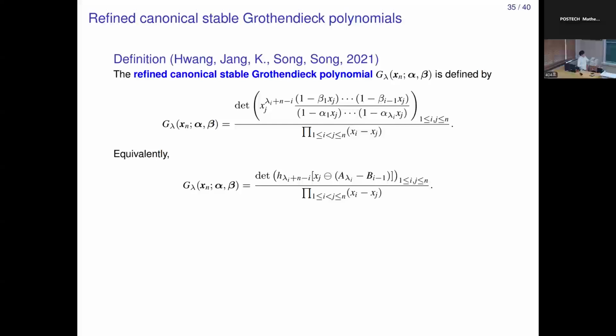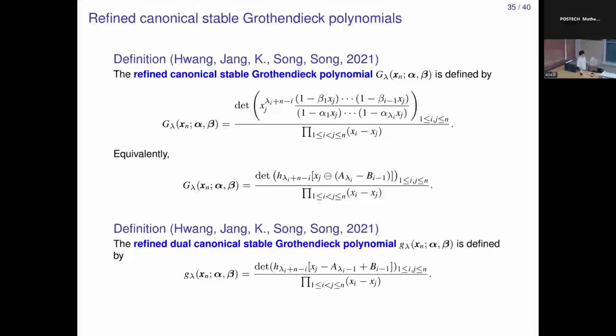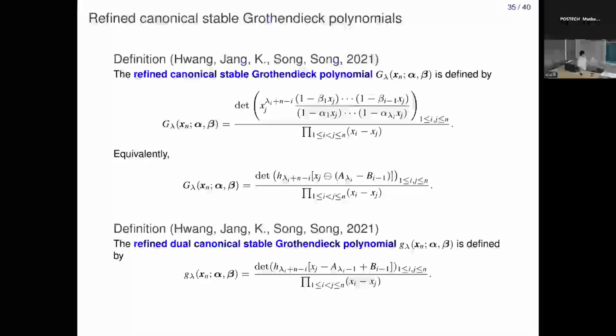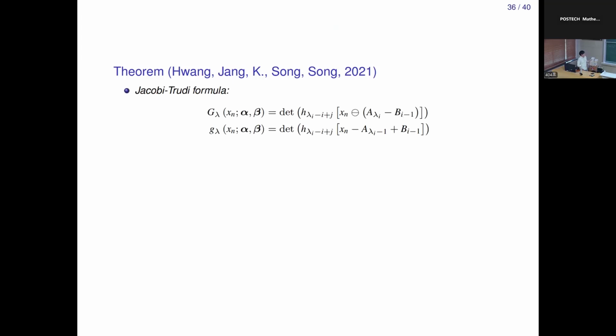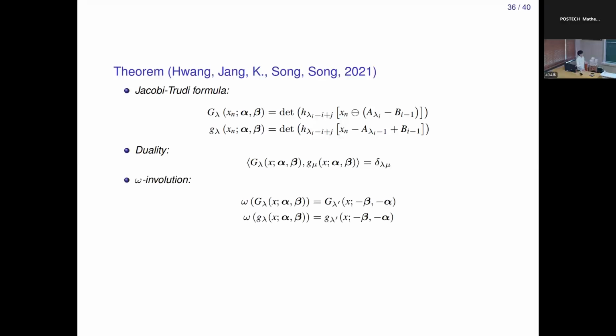I'm not going to tell you the details, but it is possible to rewrite this using what's called a plethystic substitution. We also defined a dual version similarly. And we showed that these growth-ending polynomials have many interesting properties. They generalize many properties of Schur functions in a natural way. We have these Jacobi-Trudi formulas and duality, and the omega involution has these nice properties.